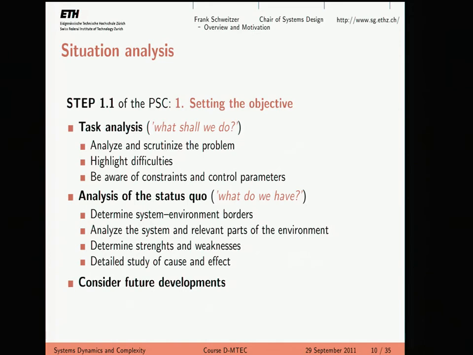So scrutinize the problem, understand why the profits are going down. Of course, be aware of constraints. You need to be aware of how your actions may be limited, because this would influence your creativity in the solution phase. So it's good to know it in advance. And then we move on to analysis of the current situation. It's this typical idea: we analyze where we are now, where we want to get in whatever time frame, and then how to get there.